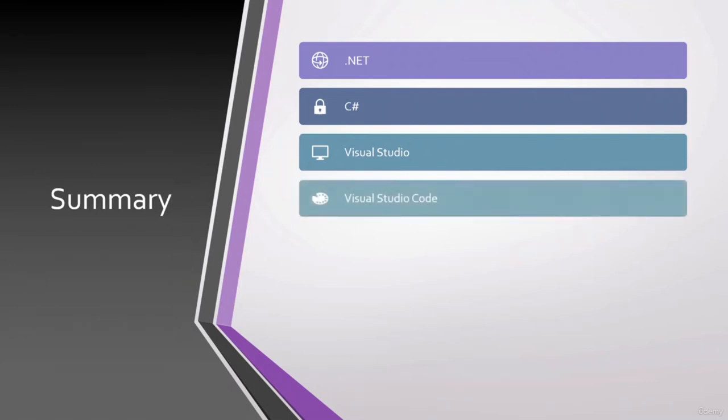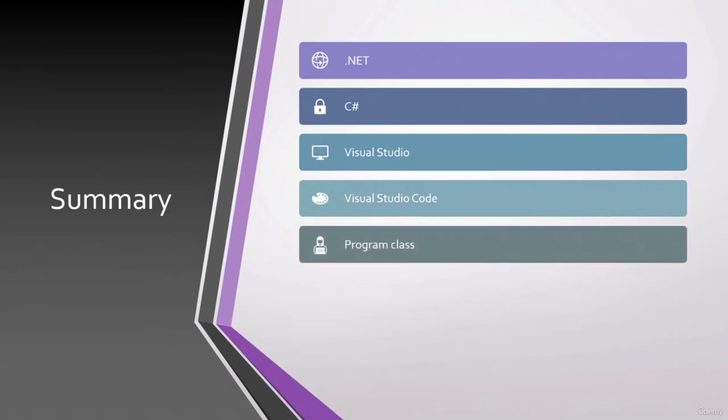Visual Studio Code is a fast and lightweight text editor. Visual Studio Code is available for Windows, Linux, and macOS. It is ideal for those who need a work tool that is not as heavy as Visual Studio or that works on Linux. We learned that every C# project has a program class, which is basically the first thing that is executed when we run a C# application. It is like the entry point of our program.